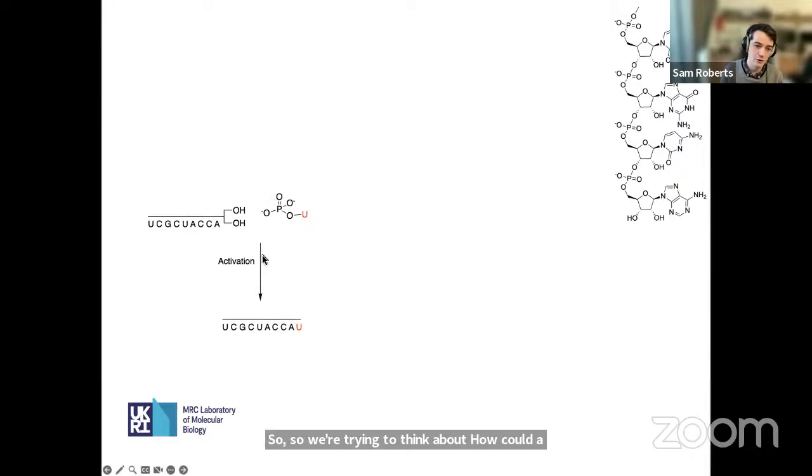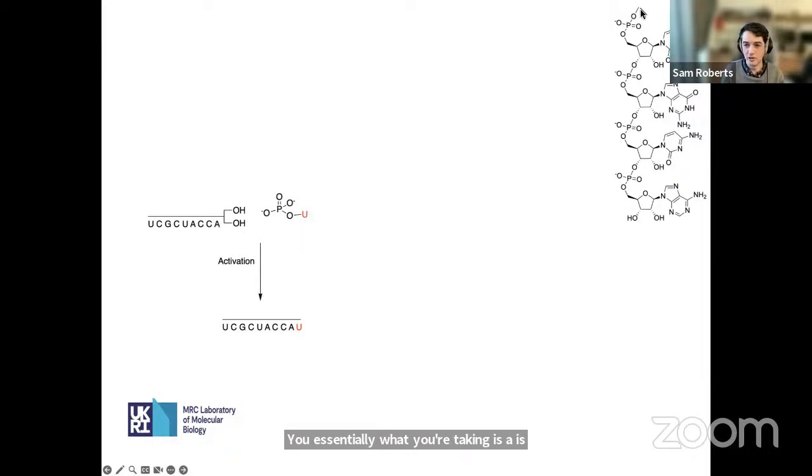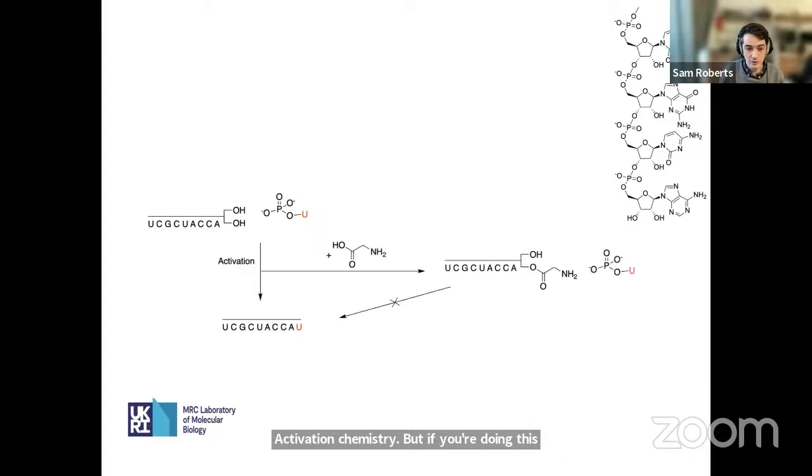So in a scenario where you have some kind of replication mechanism, there are various that you could invoke. What you're taking is an RNA sequence, which I've redrawn as this simplified diagram here. Essentially, you're loading on the next base, uridine here, via some kind of activation chemistry. But if you're doing this activation in the presence of amino acids, you're also likely to aminoacylate, perhaps by one of the chemistries that I've been talking about today.